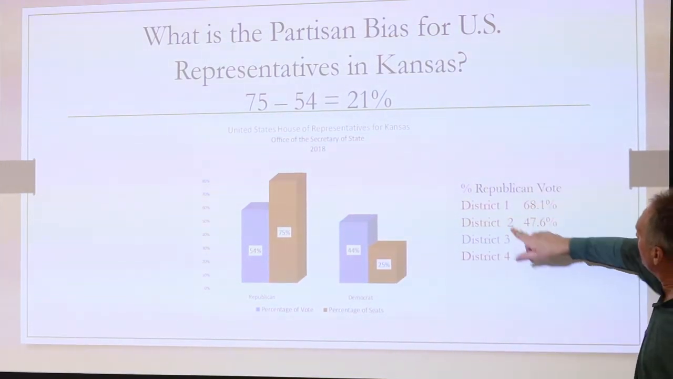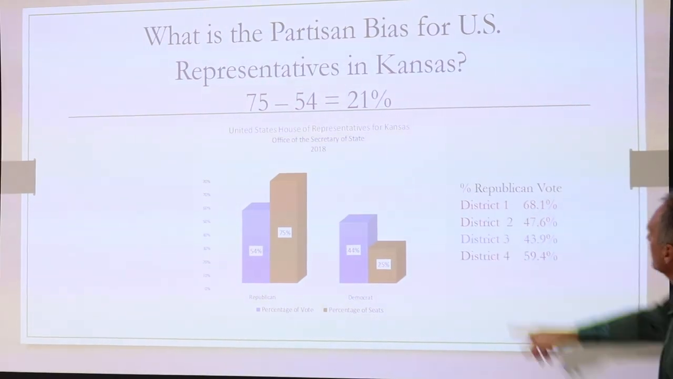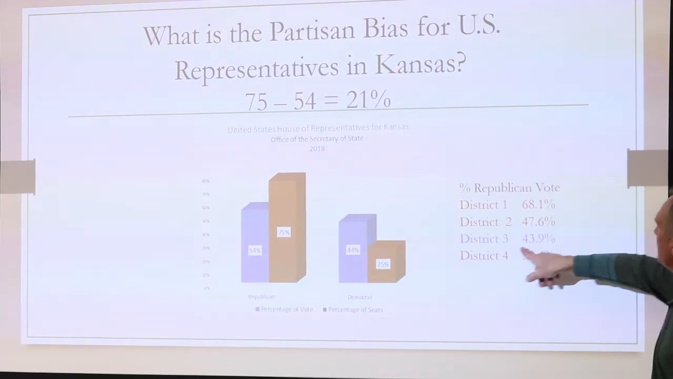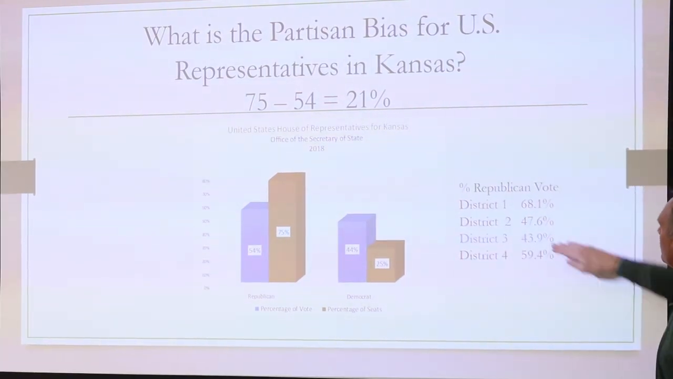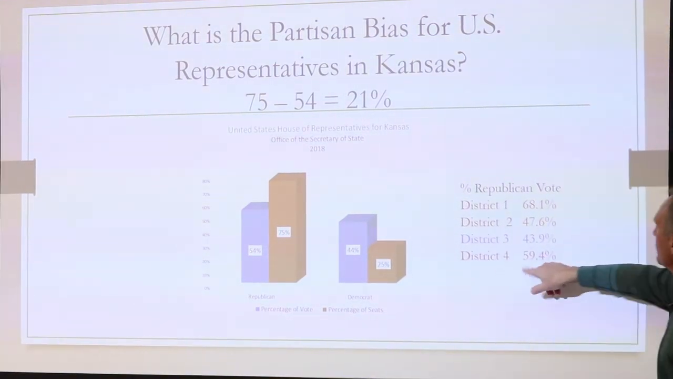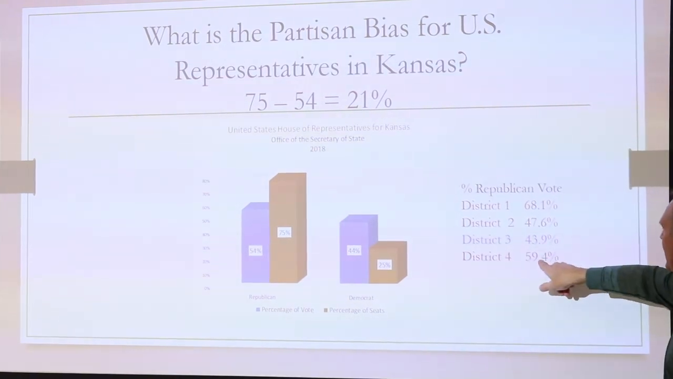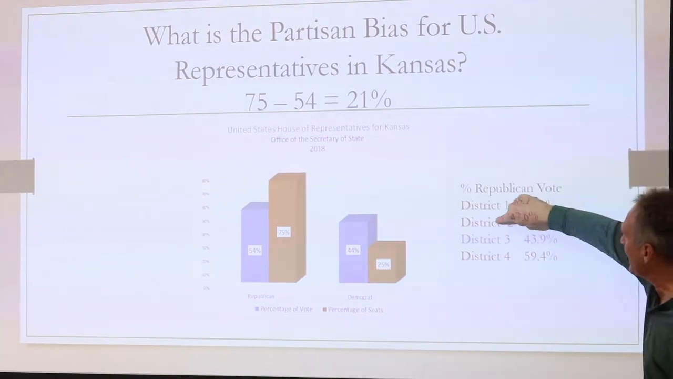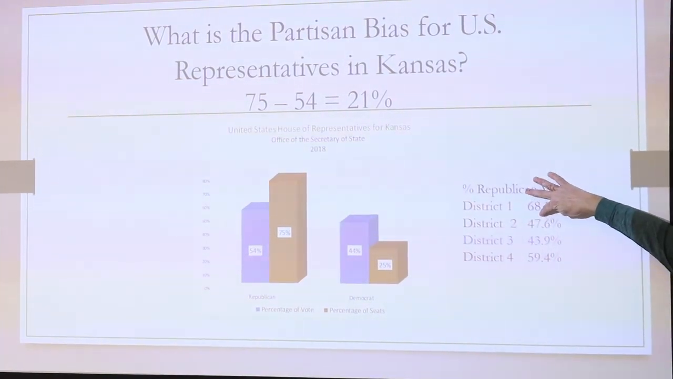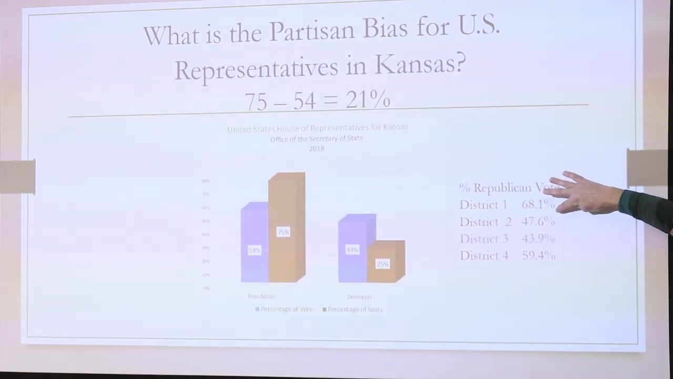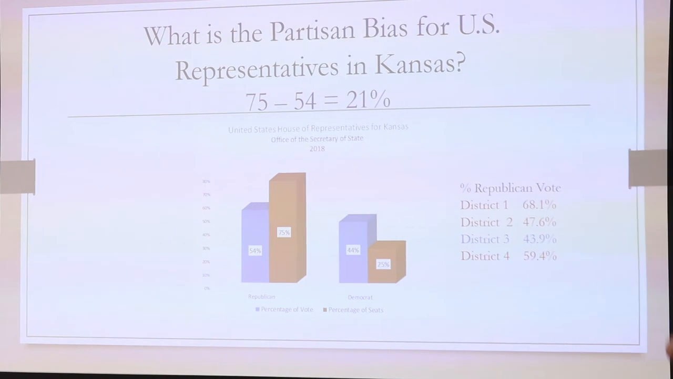This is a chart showing the percentage of Republican vote for each of the 4 U.S. congressional districts. The red are the districts that the Republicans won, the blue is the district that the Democrats won. So you can see that the Republicans who drew the last lines were successful at cracking the 4th district with 59% of the vote. They were also very successful at cracking the 2nd district with even less than half the vote. And this is true because a lot of people in Kansas vote for the independent candidate, so you don't have to get over half the votes to win, to get the most votes. So they won with only 47% of the vote.